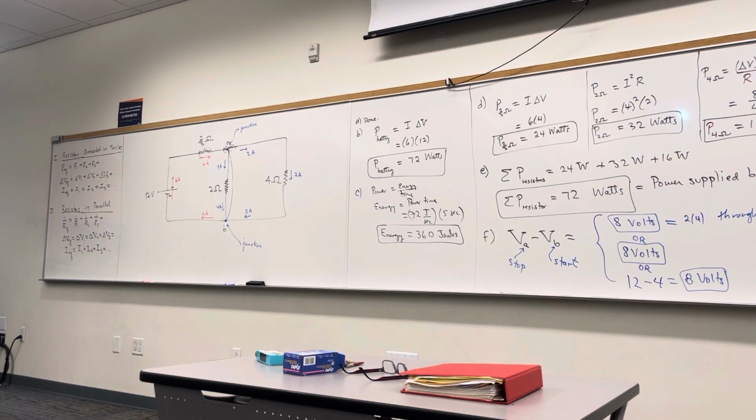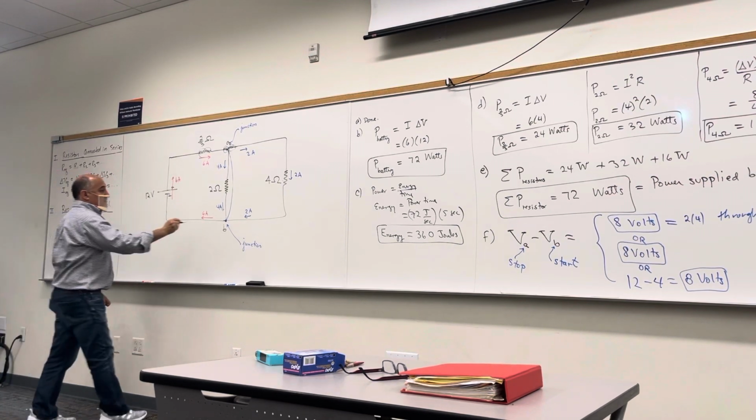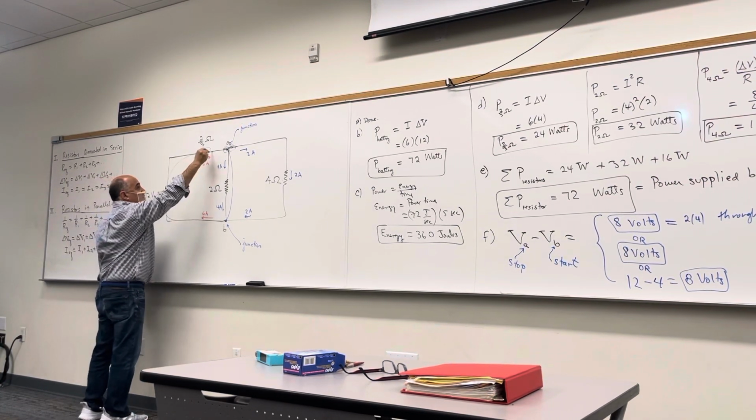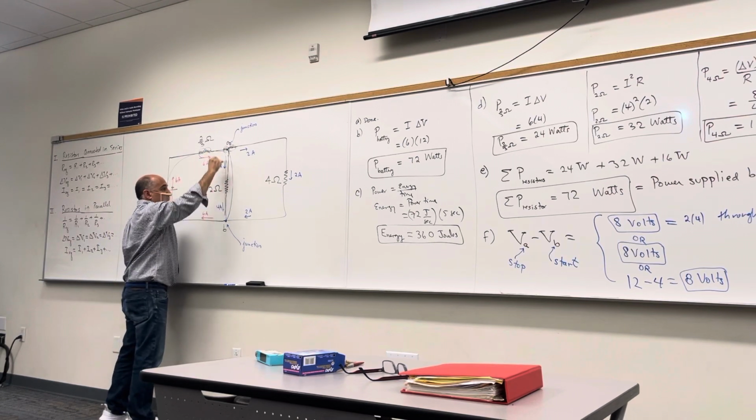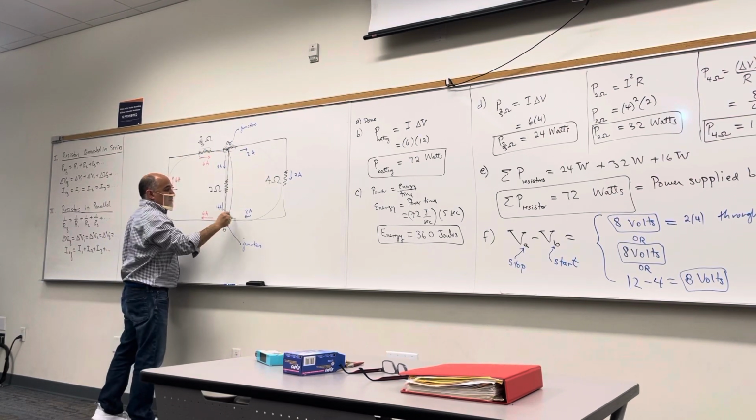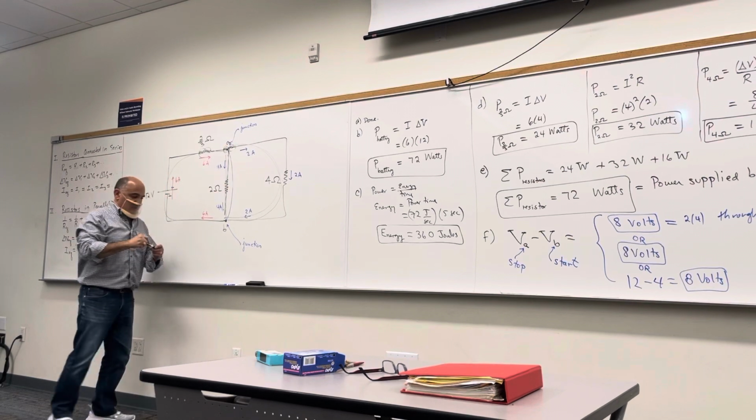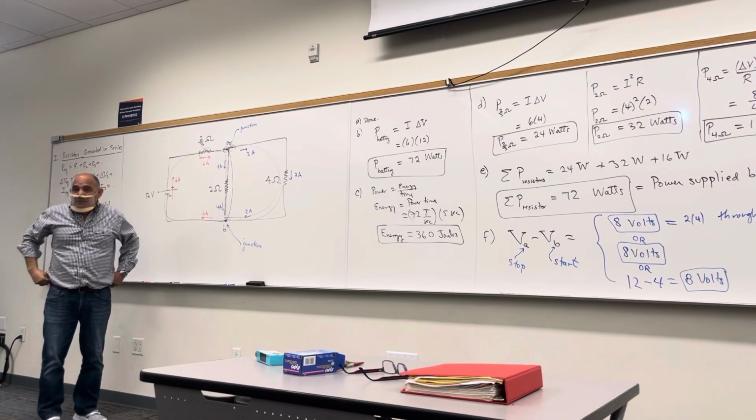So, question: how many different currents are there in this circuit? 3. There's a current over here along this path. There's a current over here, and there's a current over here. So there are 3 currents.